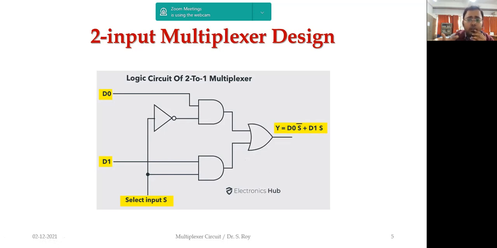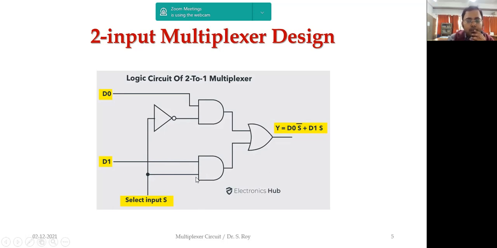Now our equation is what? D0 S bar plus D1 S. So we just connect the OR gate, and by connecting this OR gate, we get the equation D0 S bar plus D1 S. So what will happen whenever the select input is equal to 0? The first input of the first AND gate is equal to 1 because it is connected via a NOT gate, and in the second AND gate, this input is equal to 0.